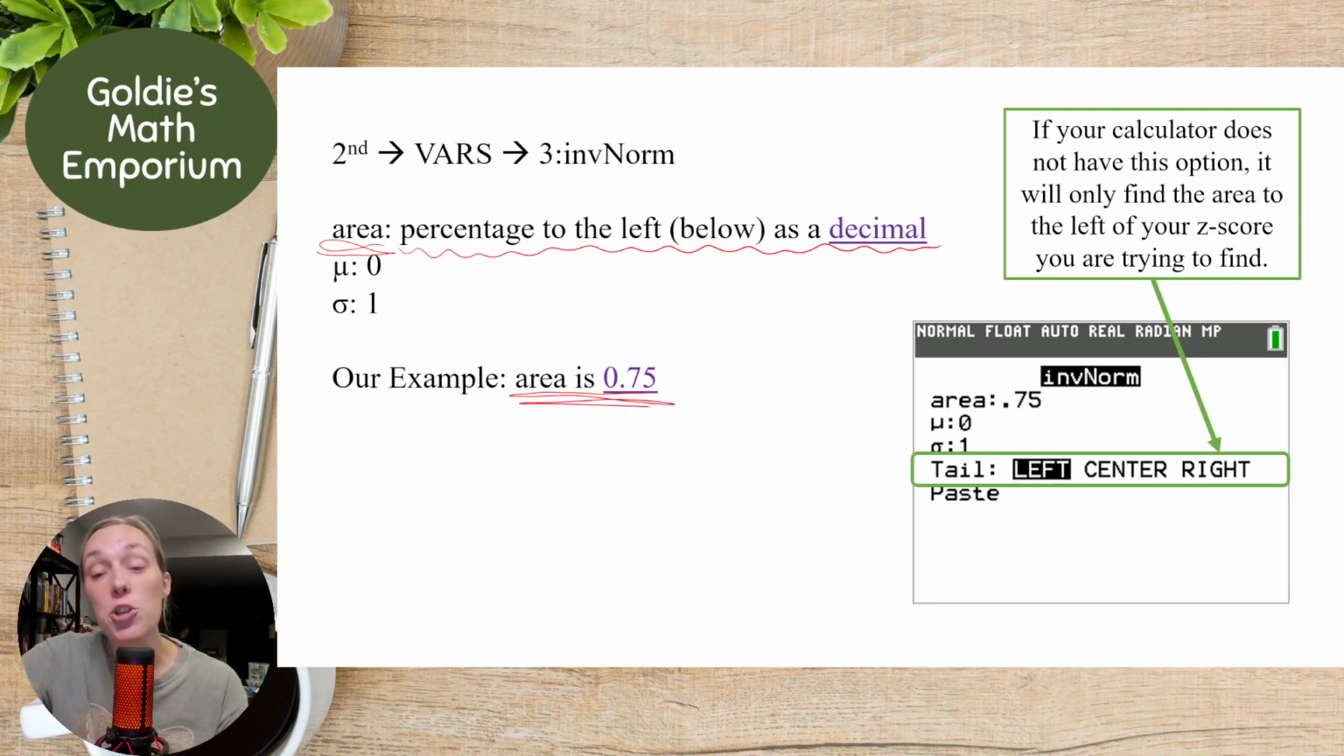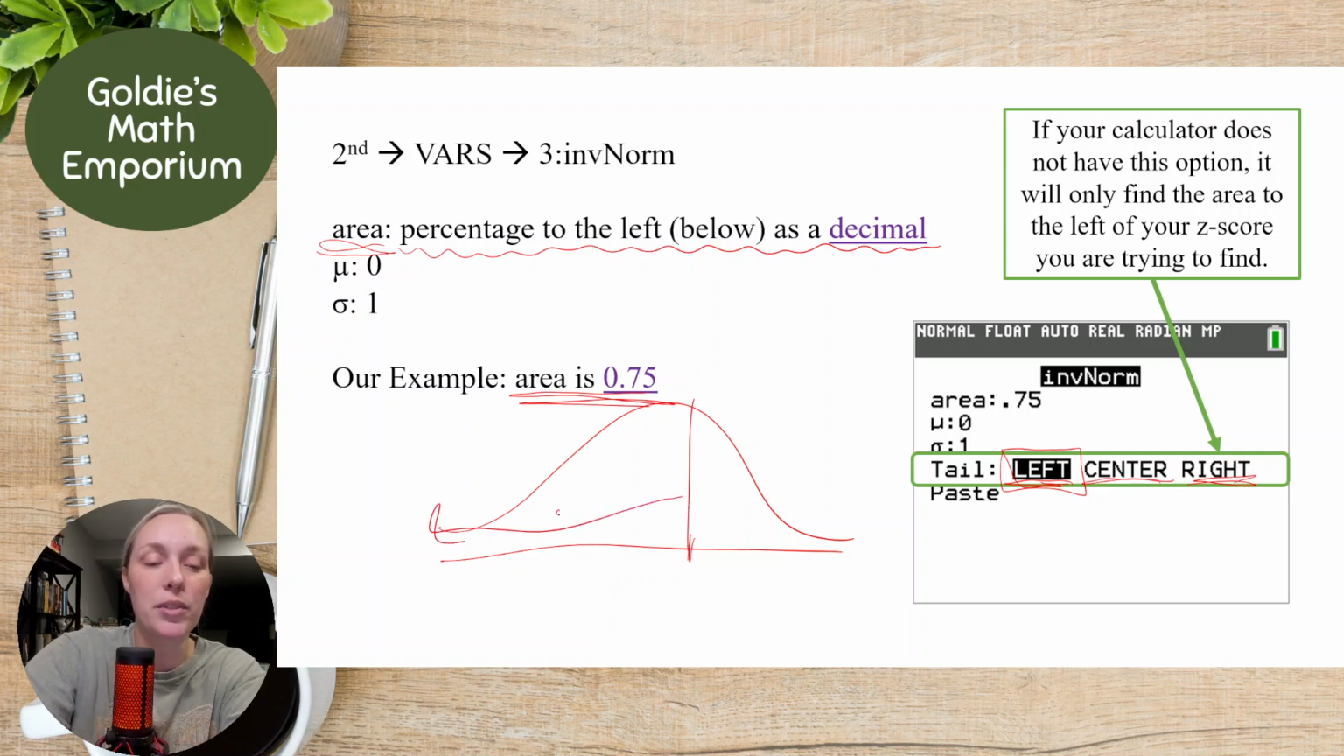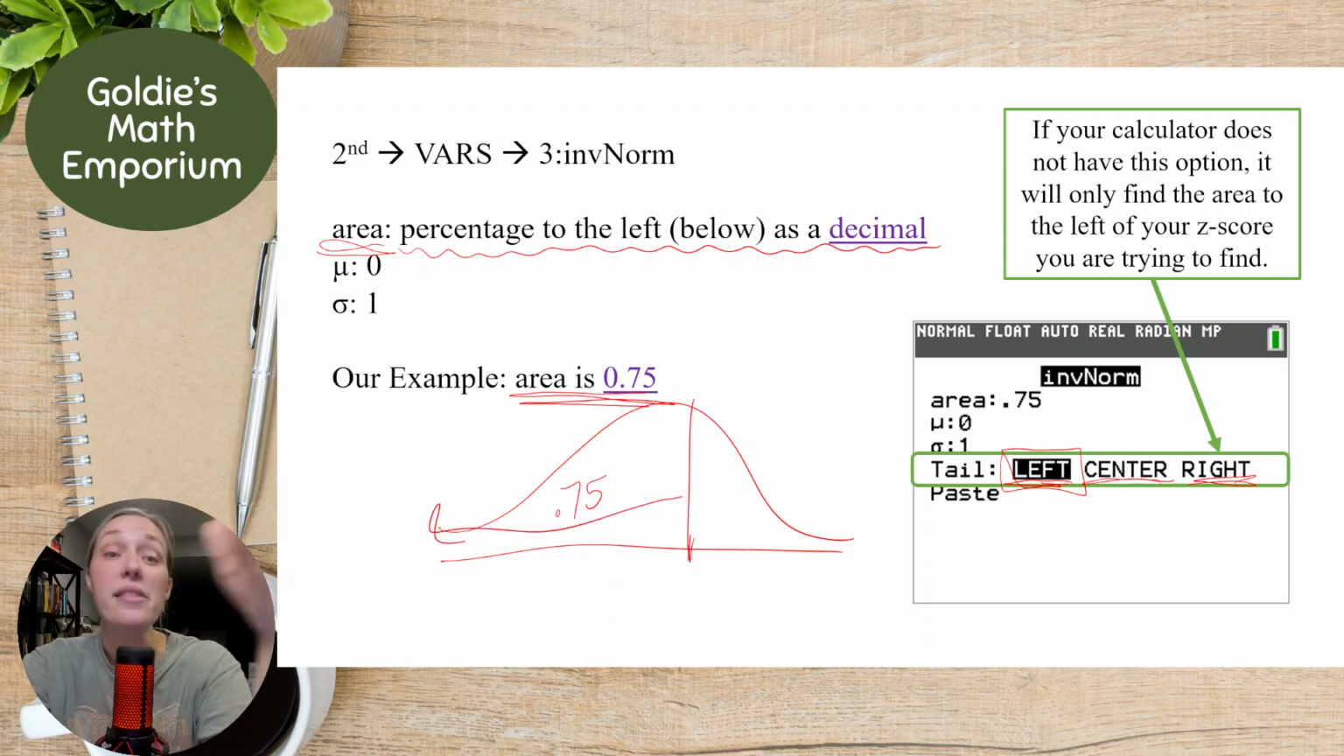Now in the newer calculators, you have the option, depending on where your tail is, whether you're looking at the left, right, or the center. I'll explain more as we get into other examples of when you can choose these other options. For right now, have the left tail highlighted, because remember in our standard normal curve, we're looking at 75% below. So 0.75 to the left. The problem was set up so that we know the percent to the left. So we're going to put in area as 0.75.